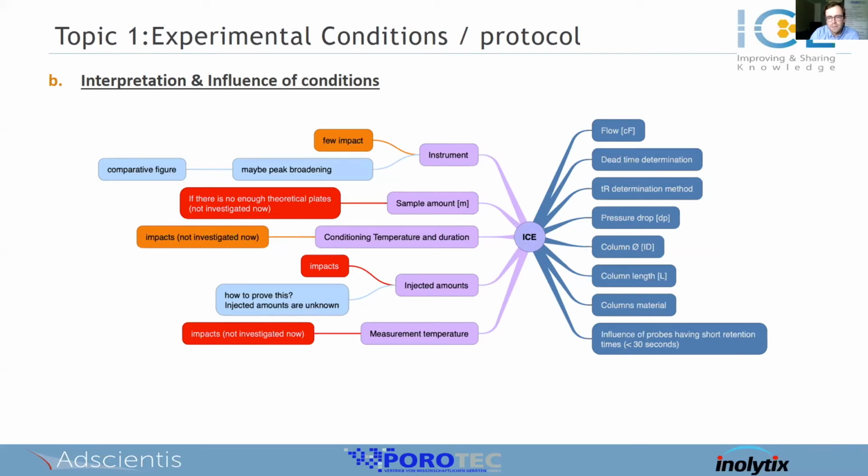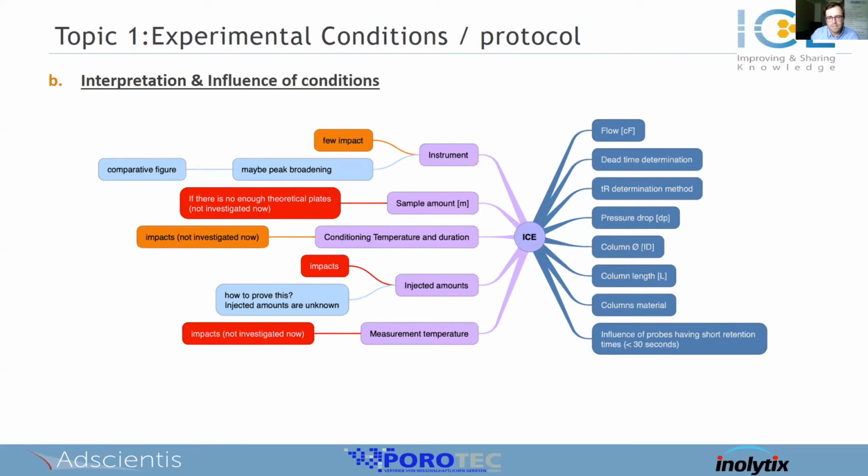But what we see on the short column is that just this column filled with 80 milligram can have an impact. Too low sample amount can lead to a bad chromatographic behavior due to not enough theoretical plates. Or it can also happen that you are not working in infinite dilution anymore with less sample if you don't adapt the injected amount. We have fixed the conditioning and measurement temperature, so we can't investigate this. The injection amount can have an impact, but it's difficult to discuss now.